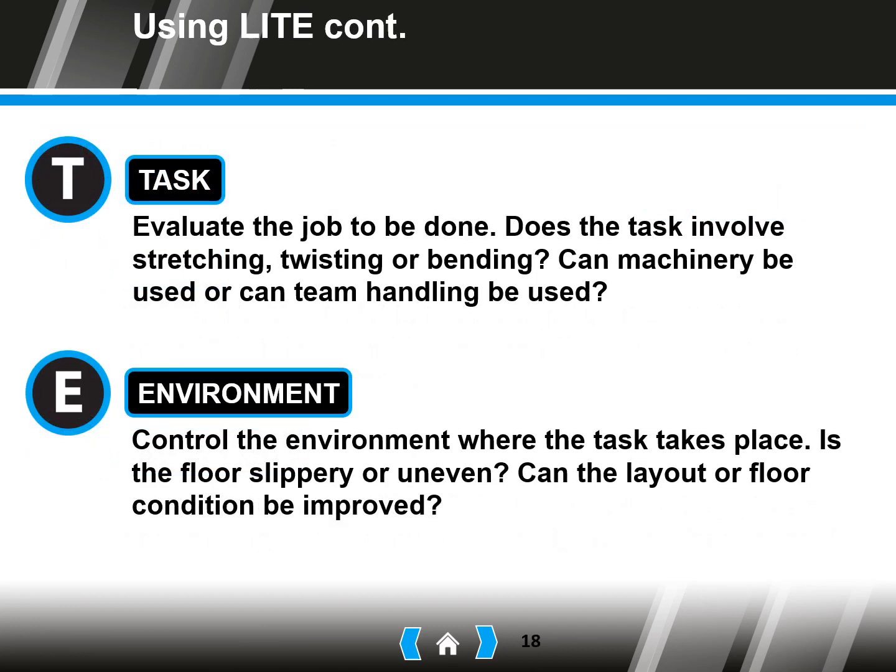T is for task. Evaluate the job to be done. Does the task involve stretching, twisting, or bending? Can machinery be used, or can team handling be used? And E for environment. Control the environment where the task takes place. Is the floor slippery or uneven? Can the layout or the floor condition be improved?